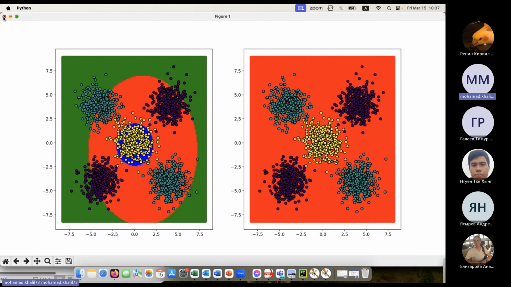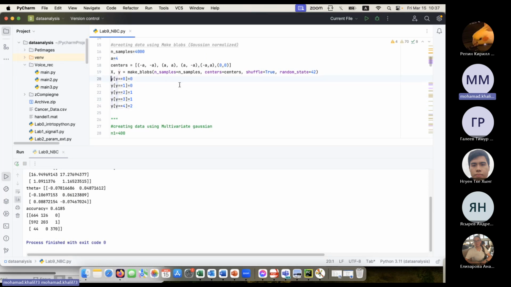Okay, pay attention. If you have the data separated in many groups, you cannot use this kind of classification because it must calculate for every group the mean and the variance. Okay, pay attention to this kind of classification. Look how I create this.